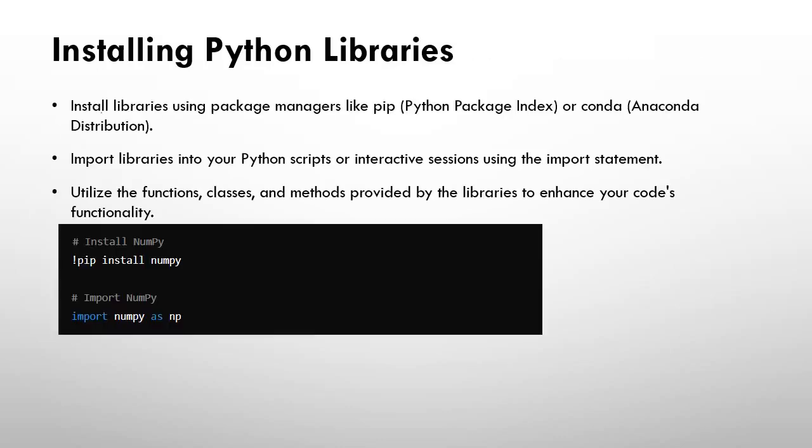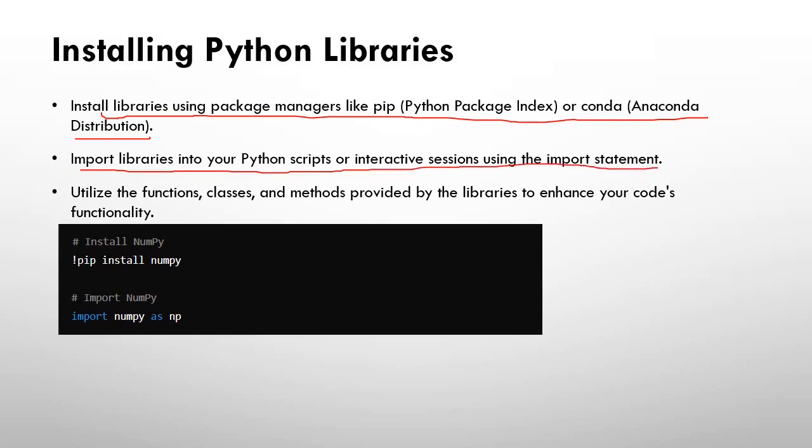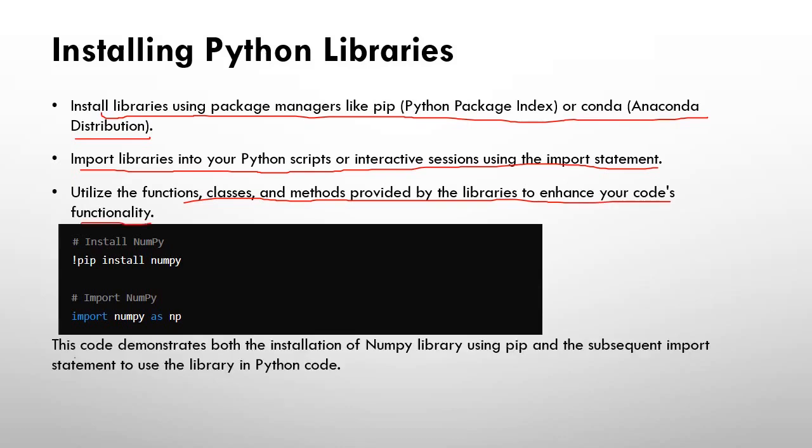How can we install Python libraries? Installing Python libraries uses package managers like pip, meaning Python Package Index, or Conda, a Conda distribution. After installing libraries, we can import libraries in our Python scripts or interactive sessions using the import statement, and then we can utilize the functions, classes, and methods provided by the libraries to enhance our code's functionality. This code demonstrates both the installation of the NumPy library using pip and the subsequent import statement to use the library in Python code.